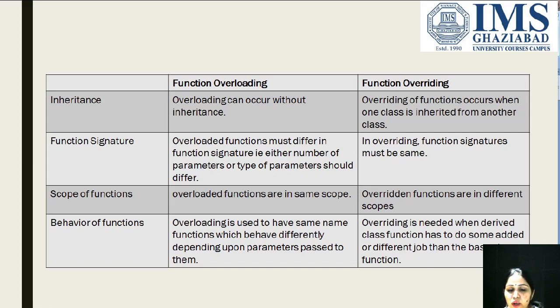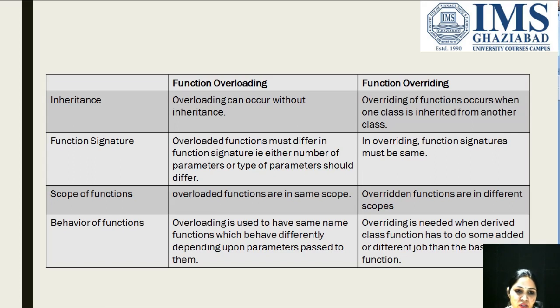In function overloading, the functions must have different signatures. That means they should have either a different number of parameters or different types of parameters, but it should be different. No two functions with the same signature are allowed in function overloading. And in function overriding, the function signature must be the same. So this is the major difference between function overloading and function overriding: the function signature must be different in function overloading, but in function overriding the signatures must be the same.